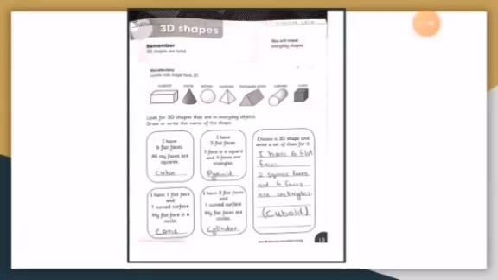I have 5 flat faces. My 3 faces are rectangles and 2 faces are triangles. Yes, tell me the name of that one shape. Think about which shape it is. Very good. The name of that shape is triangular prism. Very good. Excellent.